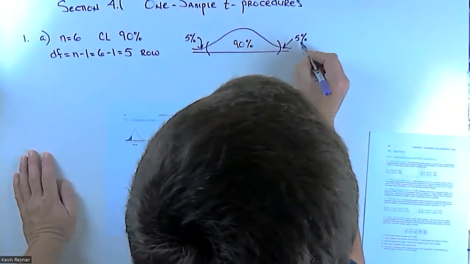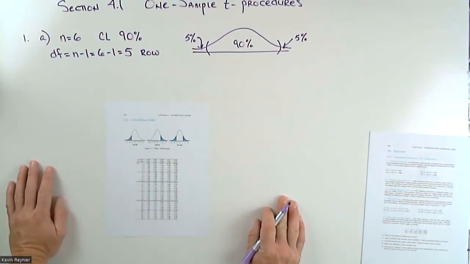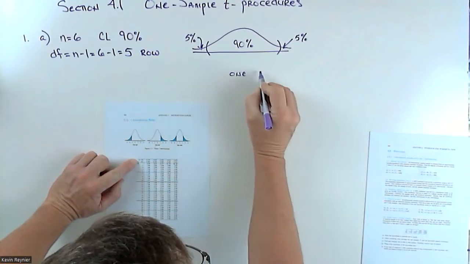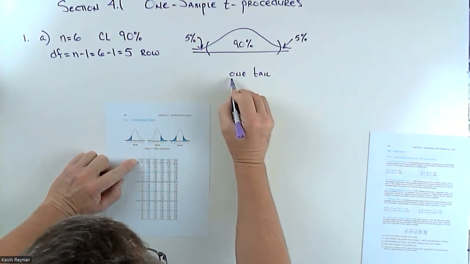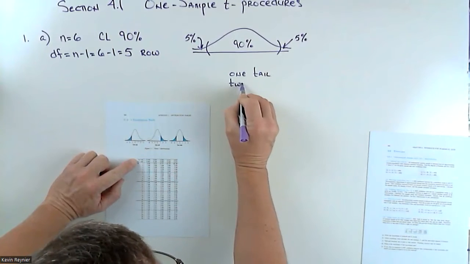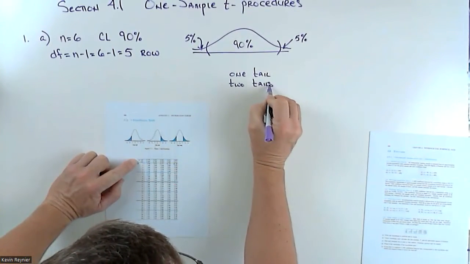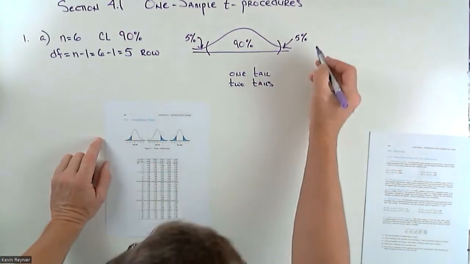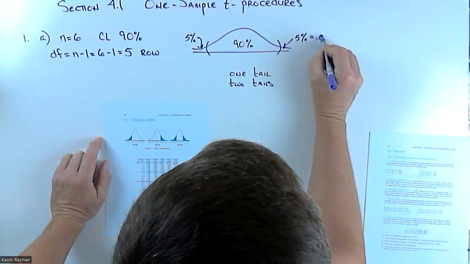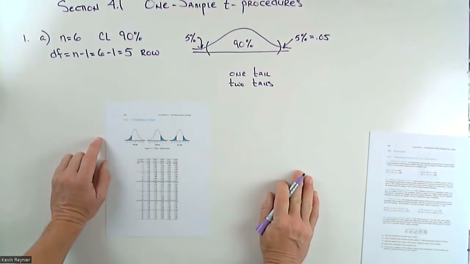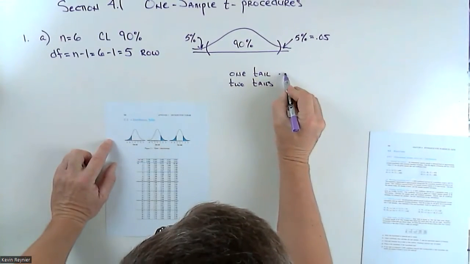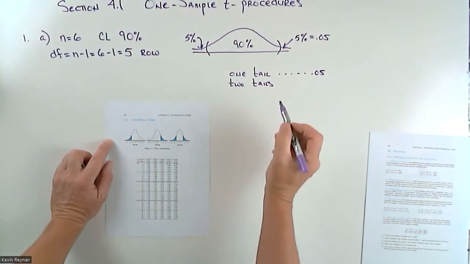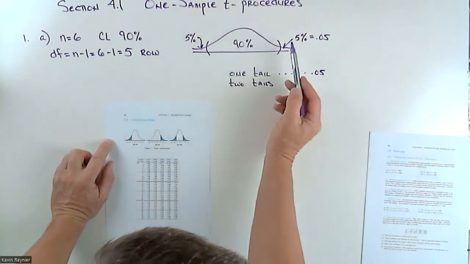Now that's important because that's how our table is organized. If we read across the top of our table, there's a row that says 1 tail. And right below it, there's another row that says 2 tails. Now we can read this from a 1-tail perspective or a 2-tail perspective. If we're doing the 1-tail perspective, we're looking for 0.05, 5%. So when we read across, we have to find the 0.05 column.